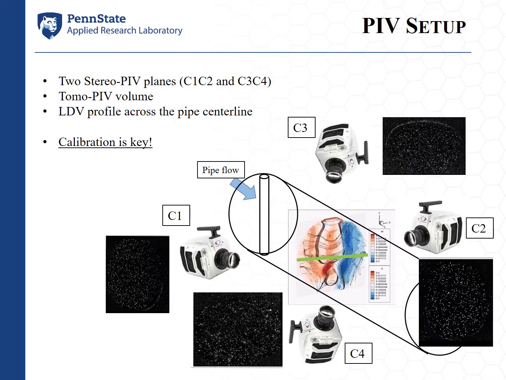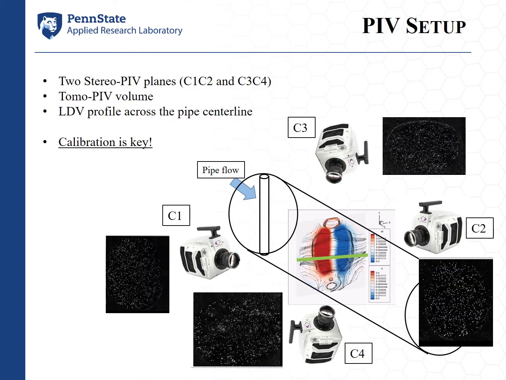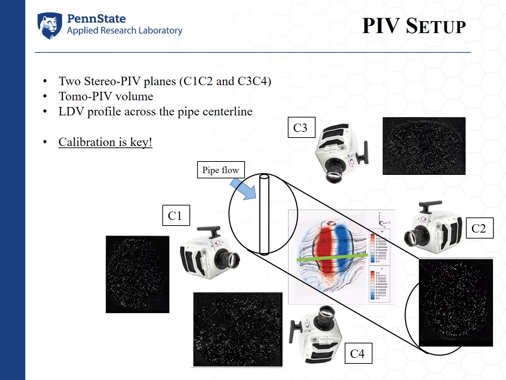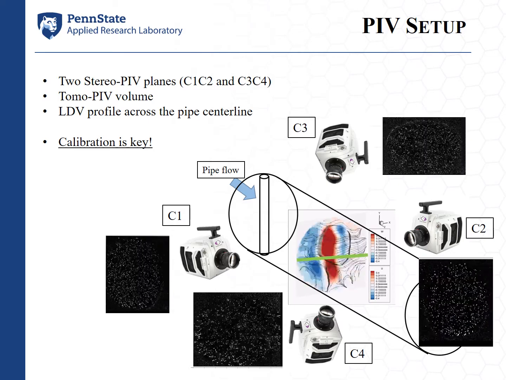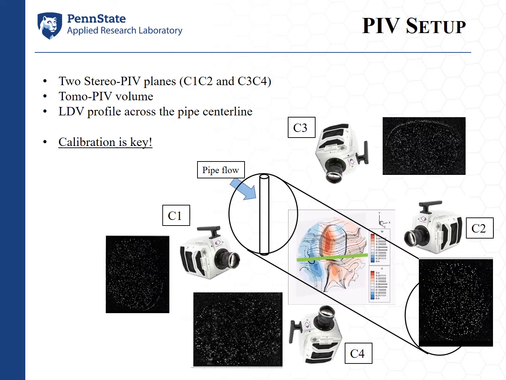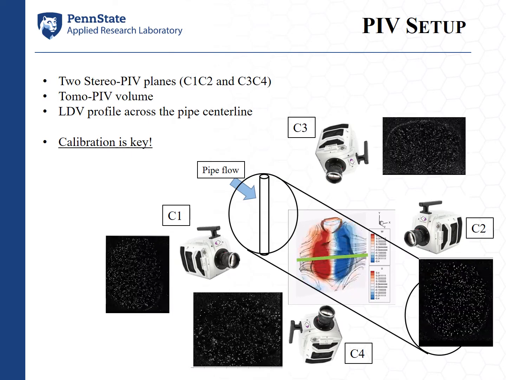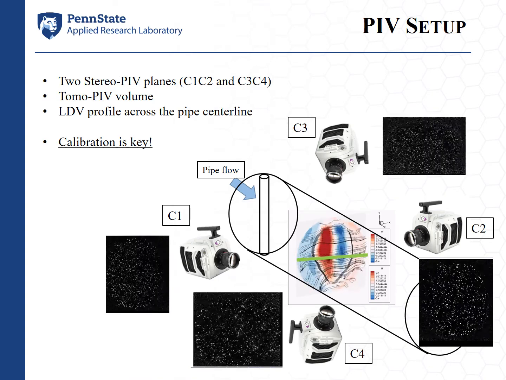Now, as tomo PIV is a relatively new measurement technique, we can also process this data in a stereo orientation. So this gives us 3-dimensional velocity fields only on a thin 2-dimensional plane. So we can process that using the 2 pairs of cameras, C1, C2, and C3 and C4. And that gives us 3 ways of measuring the velocity in the same part of the flow.